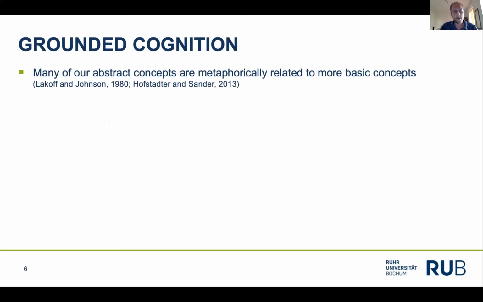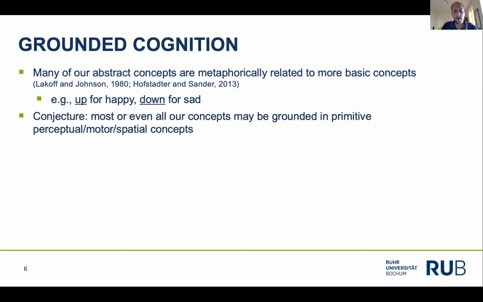Furthermore, analysis of language reveals that many of our abstract concepts are metaphorically related to more basic concepts. So for example, a widespread metaphor in our culture is that happy is up and sad is down. And this is not just wordplay, there's an underlying reality to it, in the sense that we make sense of these abstract concepts, happy and sad, by virtue of the spatial metaphors. And this may lead to the conjecture that most, or maybe even all of our concepts may be grounded in primitive perceptual, motor, or spatial concepts.